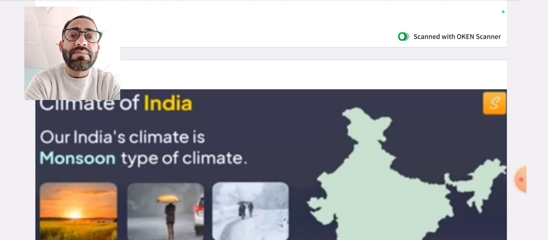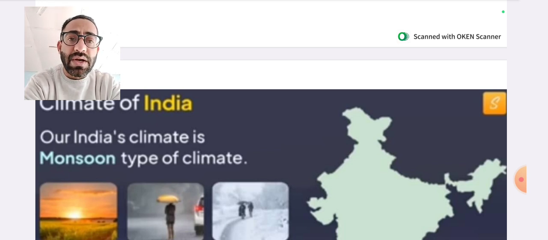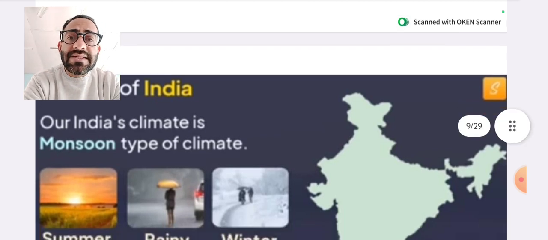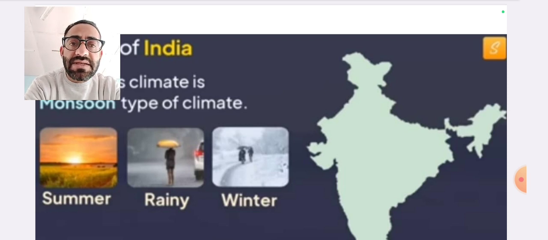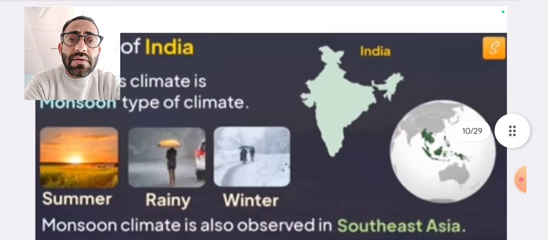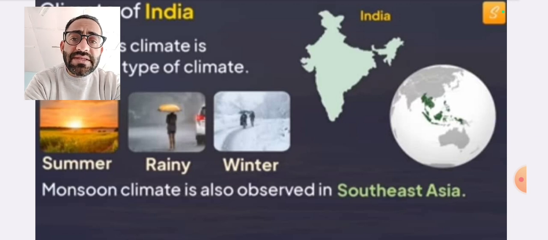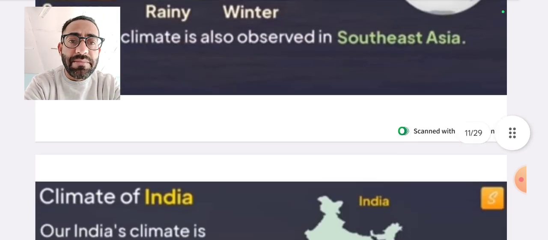We did not call it a monsoon type of weather because they are expected to come in the month of June and withdraw from India in the month of October every year. That is why we call it monsoonal type of climate. So India's climate is monsoon type of climate. Through these monsoons, they make different seasons in India, such as summer season, rainy season, winter season. Okay. So monsoon climate is also observed in Southeast Asia. India is not the only country which has a monsoonal type of climate, but Southeast Asia also has the same type of climate. Okay.